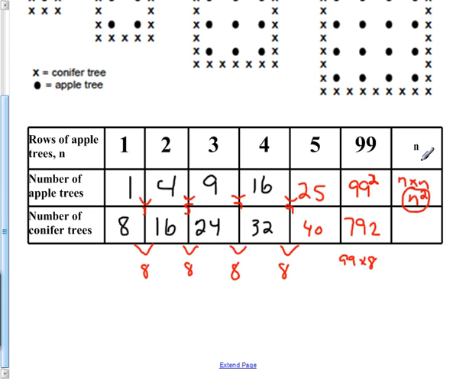Okay, and then for the n, for any term, we're just going to take this number n times 8, so 8 times n, or 8n. So if we wanted to find out what if he had 15 rows of apple trees, we just do 8 times 15, and that would give us the answer. So that's the idea behind finding these equations.